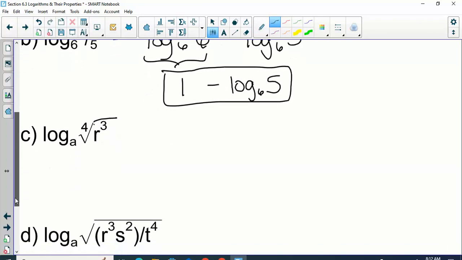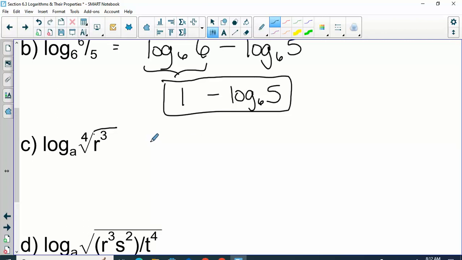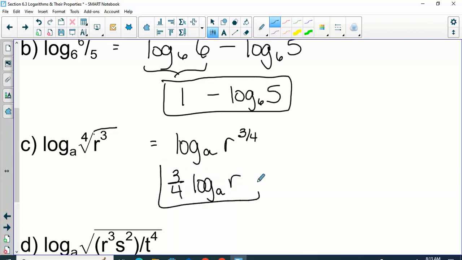C. If I look at this, this would be log base A. If you have the fourth root of r cubed, how do you write that? And yesterday, when we talked about properties of logs, what could you do with exponents? It comes out front. So this is 3/4 log base A. So we're really just using these 3 properties right now. If it's in the exponent on the argument, it goes to the front.